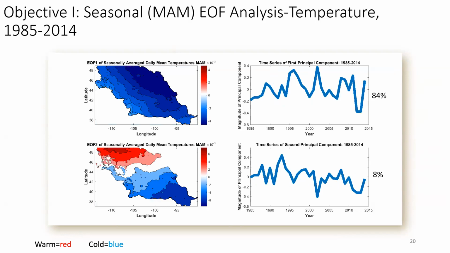Now we'll go to the spring season. According to our guides here on the left-hand side, we then look at the principal component values. When the principal component value is positive, the spring season is cooler than normal across most of the basin, or pretty much the entire basin. However, when the principal component value switches to a negative value, the basin then becomes warmer than normal across that same exact region.